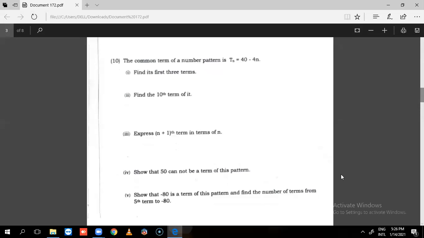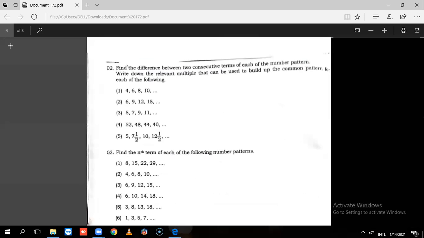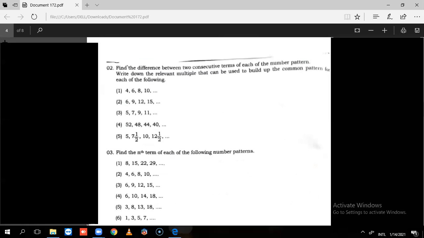Now we have to find the general term. I told you several times how to find the general term. When you are finding the general term, I told you yesterday also, what you have to do? n into common difference plus first term minus common difference. Then you are getting the general term, right?